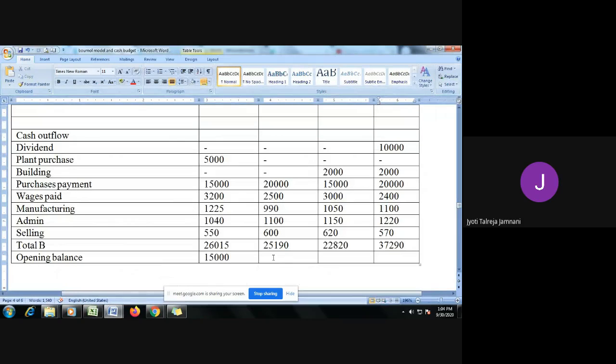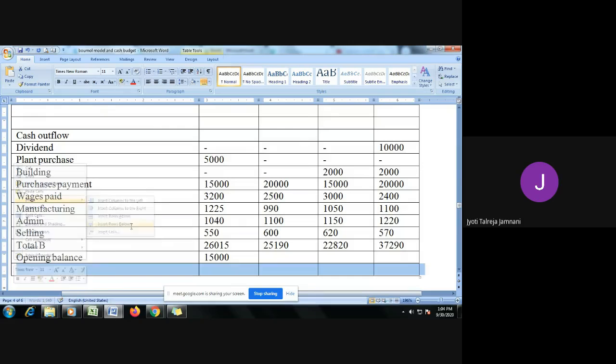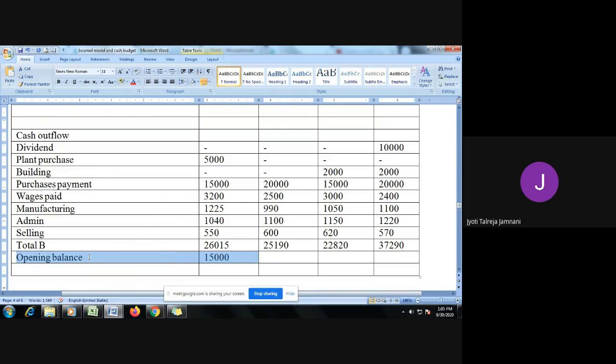Okay, now there should be another row here. So we shift the opening balance below. Here will come surplus or deficit. And how do you find surplus or deficit? You do A minus B. That is nothing but cash inflows minus cash outflows, which you have already named here. This is named as B, total of B, which is cash outflow, and total of A, which is cash inflow.